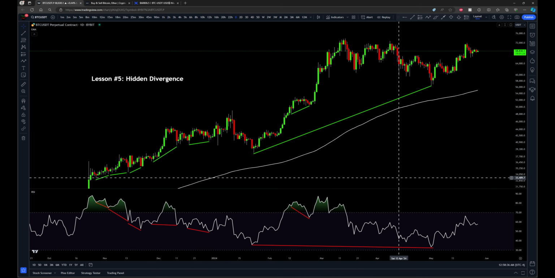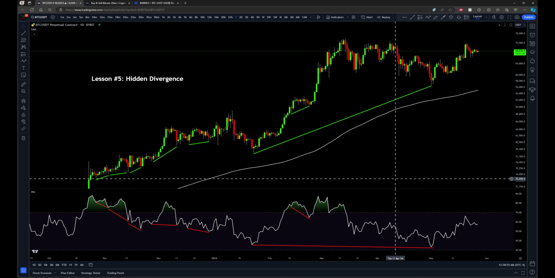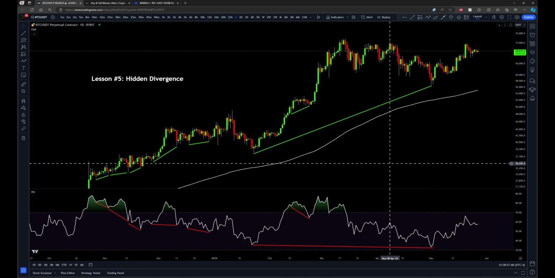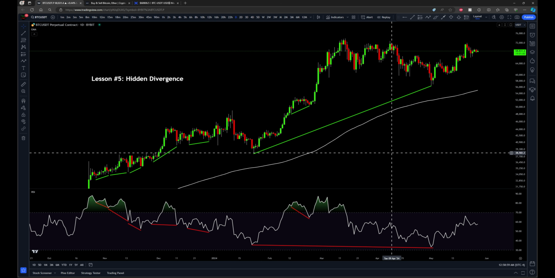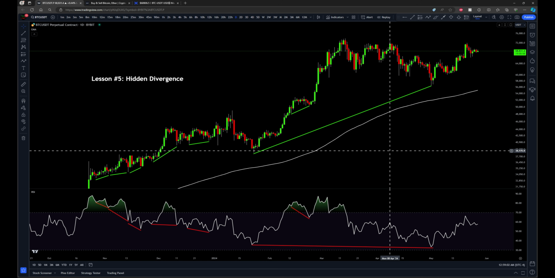Now, let's talk about hidden divergence, just starting with the absolute basics. What is it actually useful for? Well, it helps us identify potential trend continuation opportunities, as opposed to regular divergence, where it may signal trend reversal. So how do we use these two in combination? We'll get into that in a little bit, but first I just want to break down how you actually spot a hidden divergence, what's a hidden bullish divergence, and what's a hidden bearish divergence.